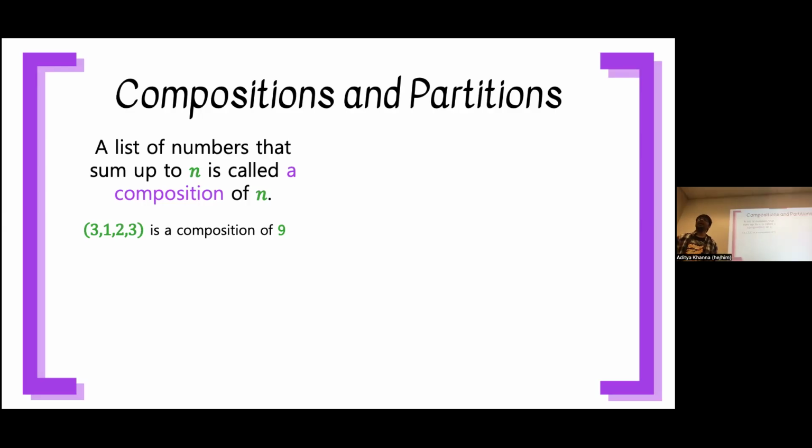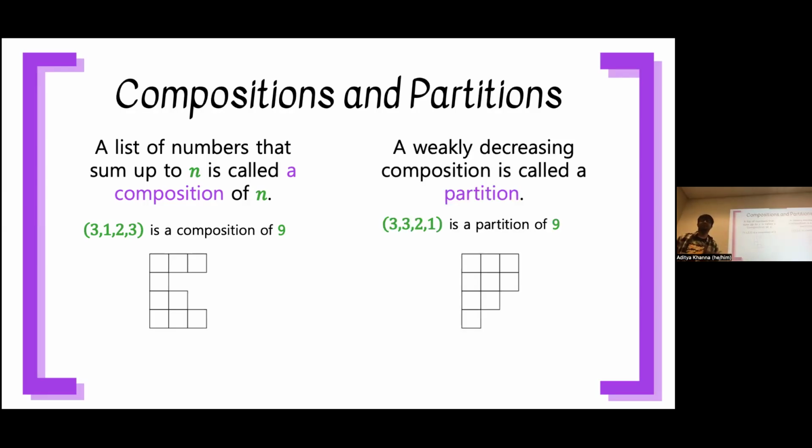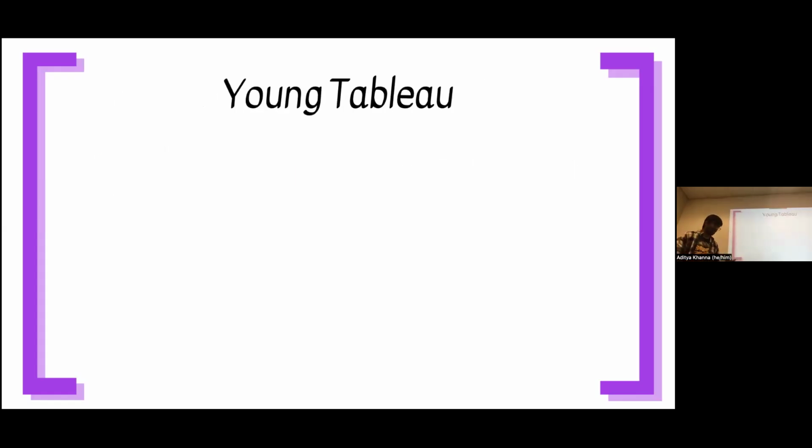And the way I will deal with compositions will be to first write them as a list. Also, I will denote them using diagrams. The diagram will be just 3 boxes on top, 1 box in the second row, 2 boxes in the third row, and 3 boxes in the fourth row, so 3, 1, 2, 3. If you arrange them in weakly decreasing order, they form what is called a partition. So whenever I say composition or partition, you should have both of these ideas floating in your heads simultaneously. And we're combinatorialists, we see boxes, we want to fill them with stuff.